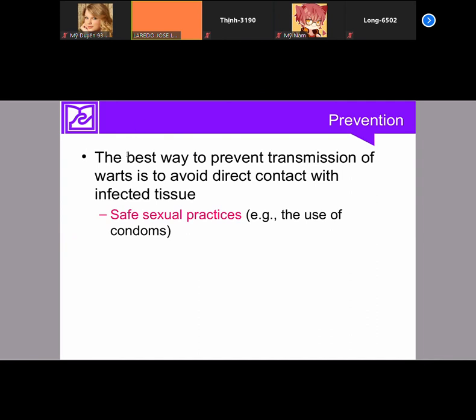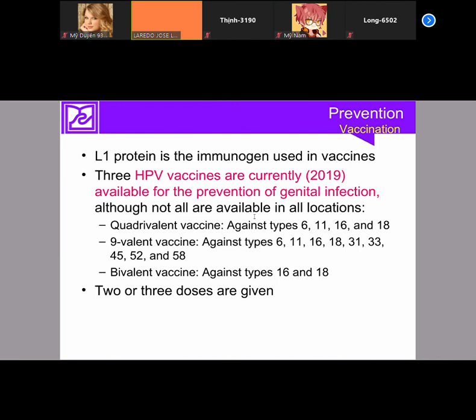The best way to prevent transmission is safe sexual practices. So the use of condoms by males. This is the same as for preventing other sexually transmitted infections. Safe sexual practices. Currently, in the last 12 years, we have vaccines against papillomaviruses. The antigen that we use in the vaccine is the L1 protein, because this protein is the protein that the virus uses for binding host cell receptors.